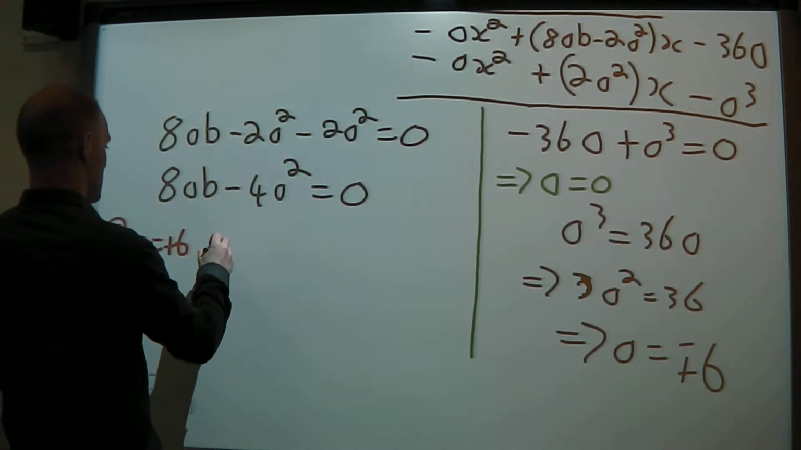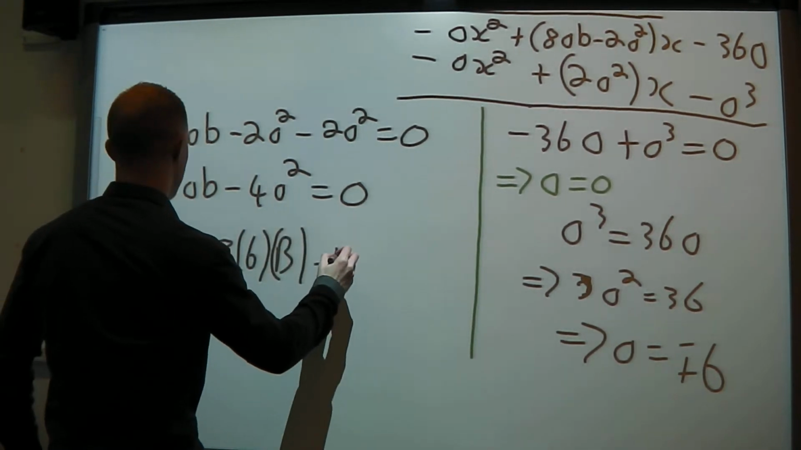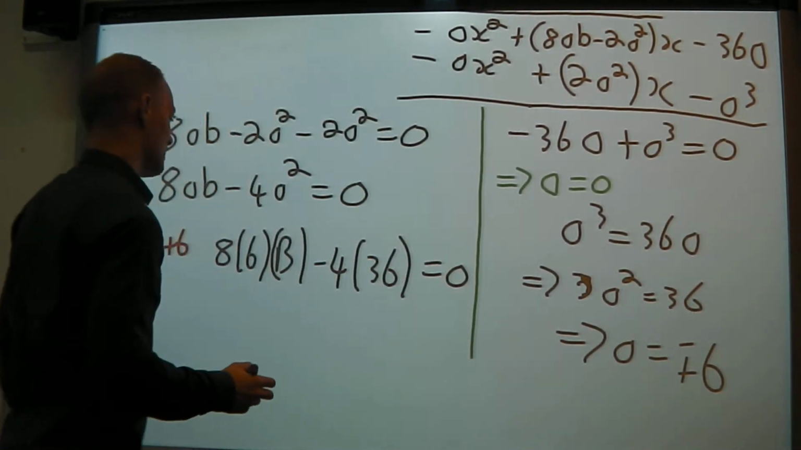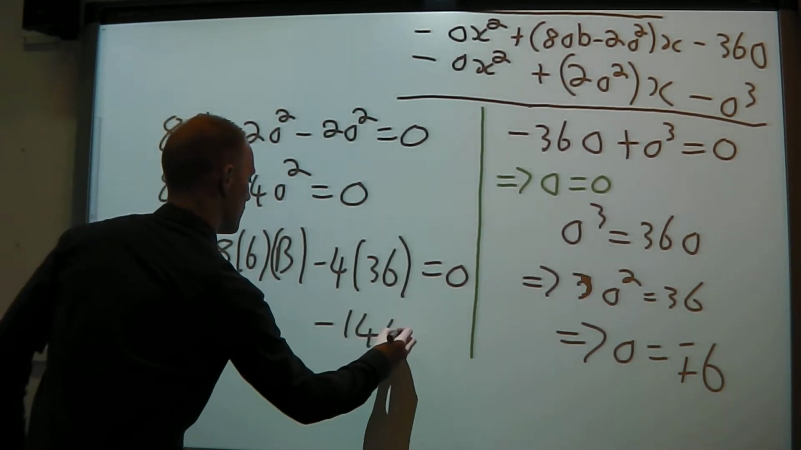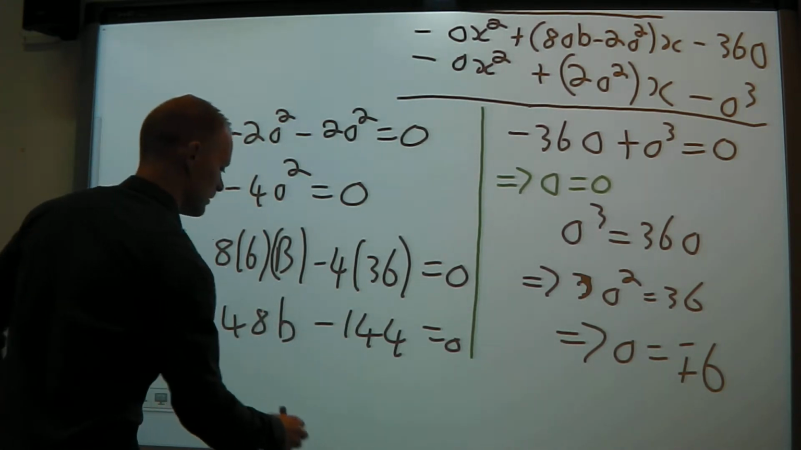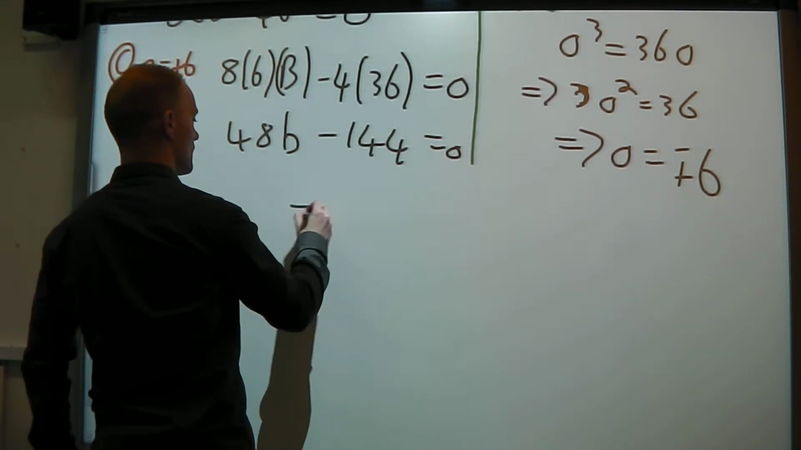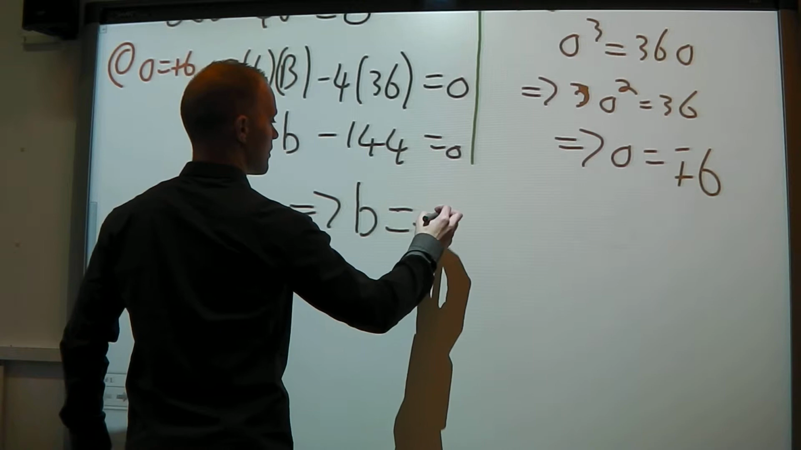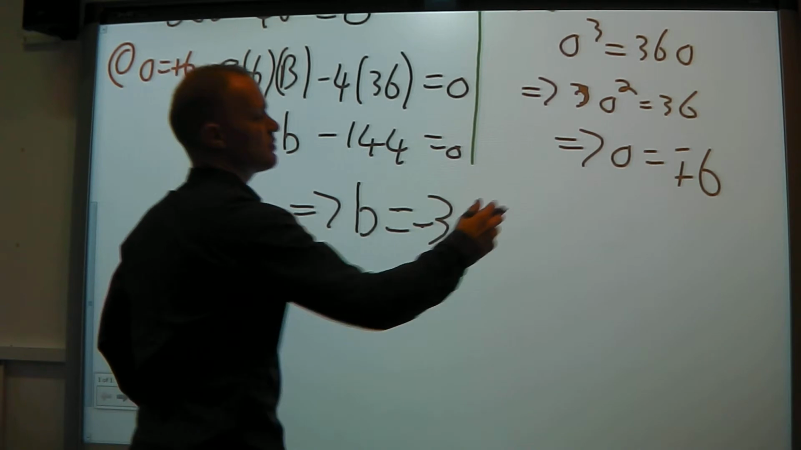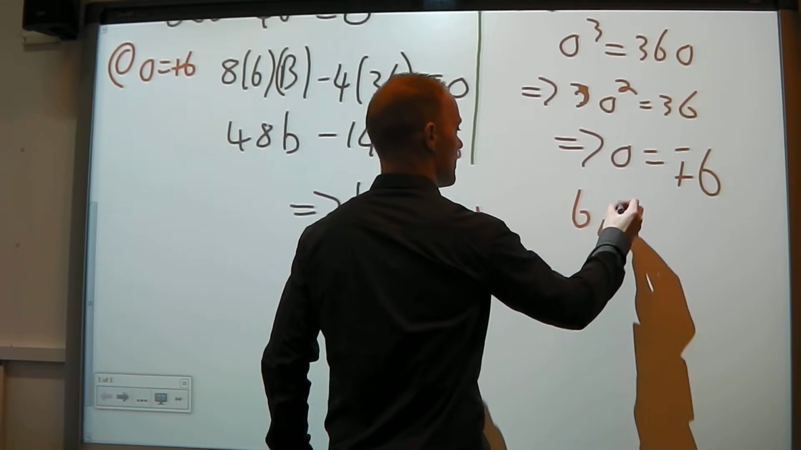So that is 8 times 6 times b, minus 4 times 36, is equal to 0. So 48b is equal to 144, so that implies b is equal to 3. So that's when we had a positive value for a. That's when we took positive 6. b was equal to 3. So 6 comma 3 is one solution.